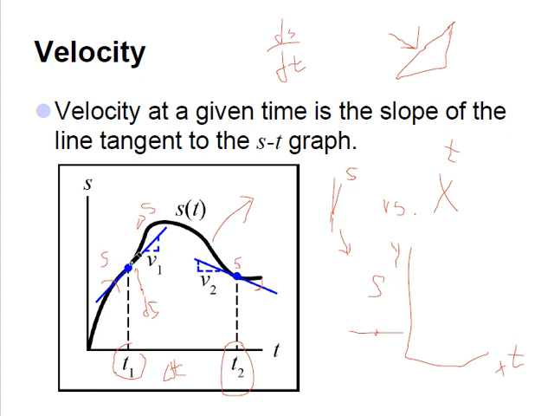So velocity at a given time, the given time is only one point here, and we can identify that by drawing a tangent line, and we call it the slope of that line tangent to that graph. So does everyone see how the slope translates to velocity? It's very, very important.